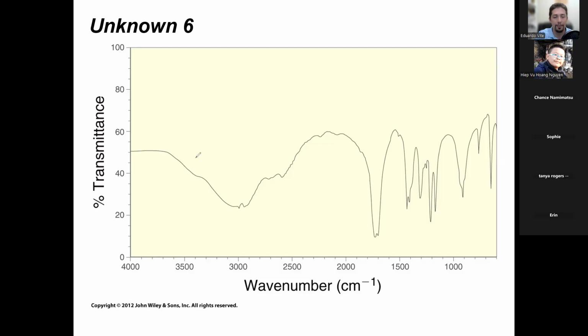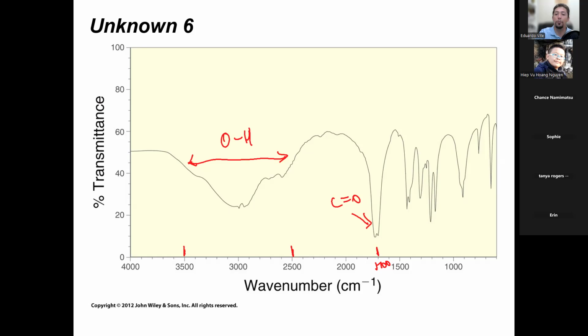So let's go ahead and start with this one here. It goes from 2500 to 3500 wave numbers. So what is that? What is this one right here? OH, that's right. This is the hydroxyl or the alcohol, if you want to call it that. This is the OH. And this is the carbonyl. See, double bond O? Look, exactly at roughly 1700, right?